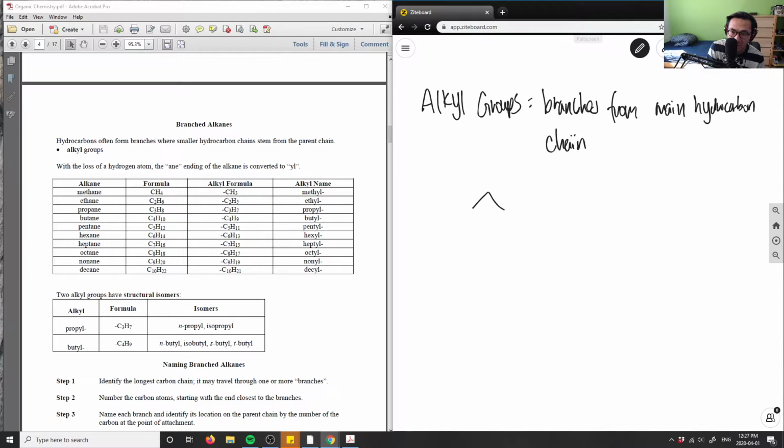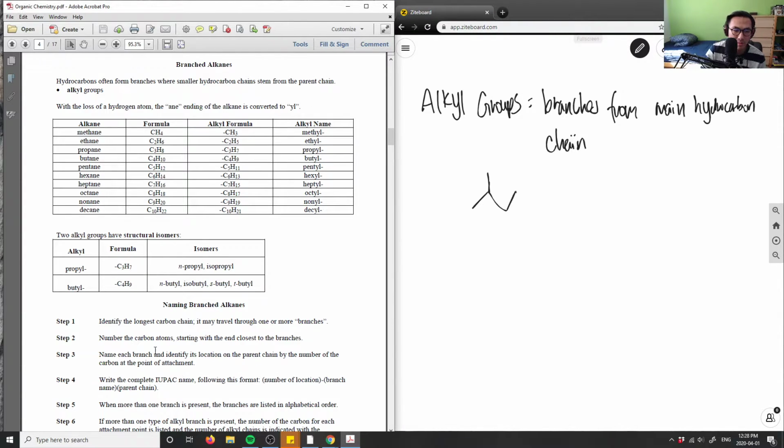So for example, if I have a butane like this, 1, 2, 3, 4, we know this is a butane. And what if I stick a little line here? How would I name this compound? Again, we use the exact same rules, right? We'll talk about naming a little bit before, but I just want to introduce you to this concept of alkyl groups first. Let me go through the names first before I jump back into branched alkanes.